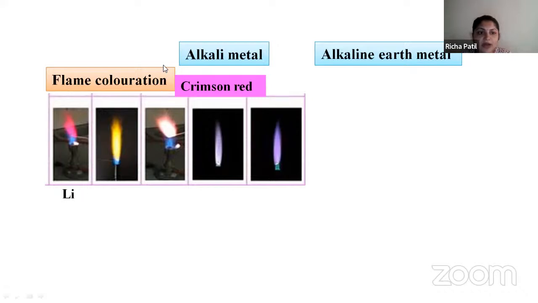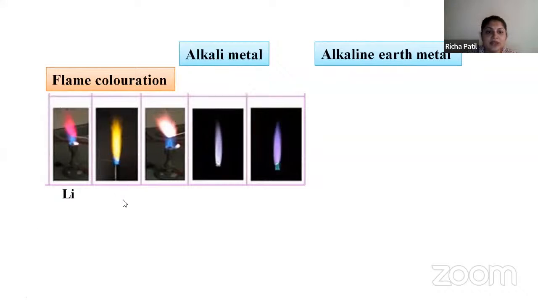What is the flame test? You take the salt, add concentrated HCl, make a fine paste, and supply some energy by heating it in the flame. The electrons get excited, and when they come back from the higher state to the lower state, they emit radiation. These are the characteristic colors shown by the different elements.